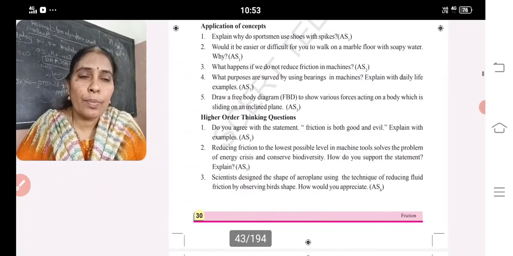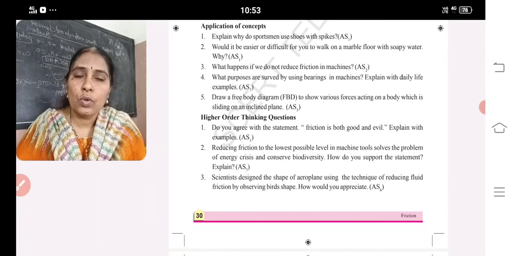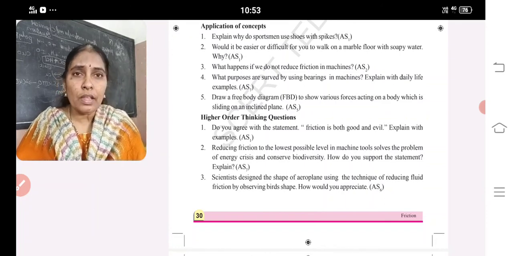Next, scientists designed the shape of the aeroplane using the technique of reducing friction by observing the boat shape. How do you appreciate this? So all these questions you have to write one time in the classwork, at the back of the classwork, and read. Okay.